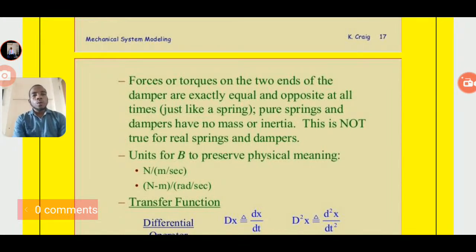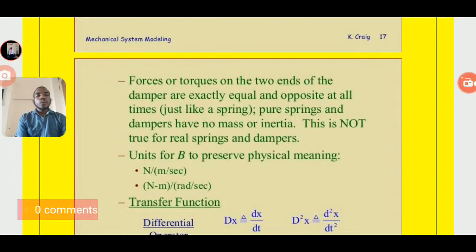This is not true for real springs and dampers, but it is true for pure springs and dampers. For pure springs or dampers, there is no mass or inertia, but it is not true for real springs and dampers.